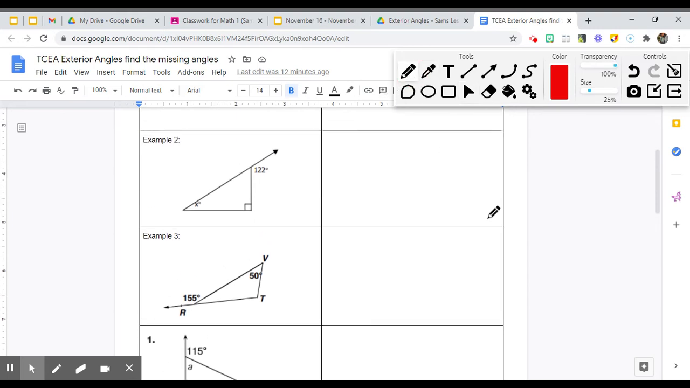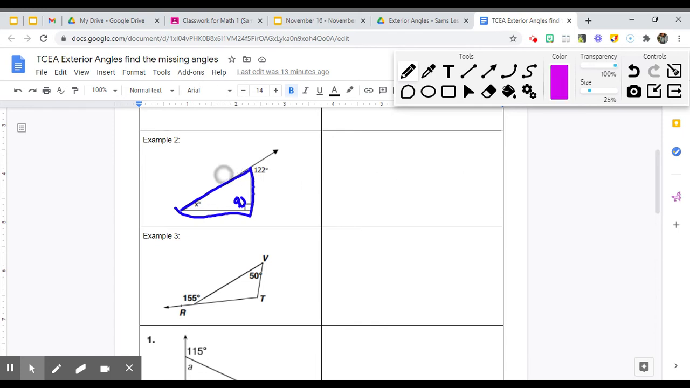For example number 2, the shapes that I see are a triangle again. Something to notice when I'm looking at this particular triangle is that I know that I have 90 degrees, but I don't have another angle in this triangle that is given. Remember, you need 2 given angles to find the third one in a triangle. So I need to start with the line in this one.